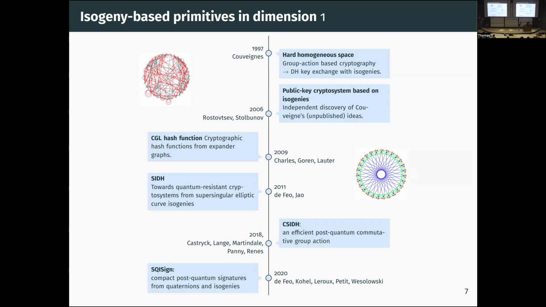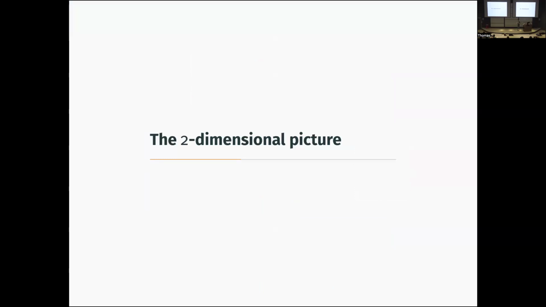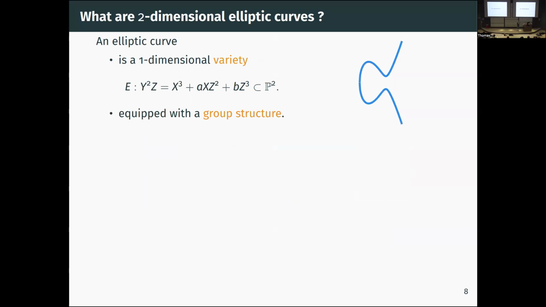Okay, that's all I wanted to say about the one-dimensional setting for now. And now let's turn to the two-dimensional picture. So maybe the first question that you might ask yourself is, okay, what's an elliptic curve of dimension 2? To answer this question and also phrase it in a bit more precise way, what do we understand formally by an elliptic curve?